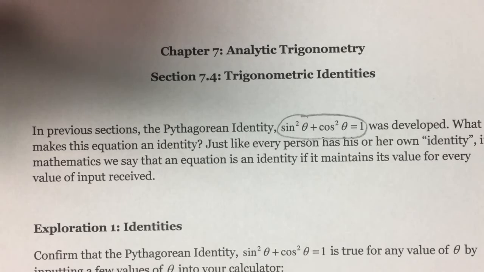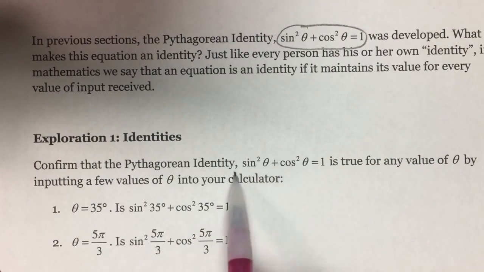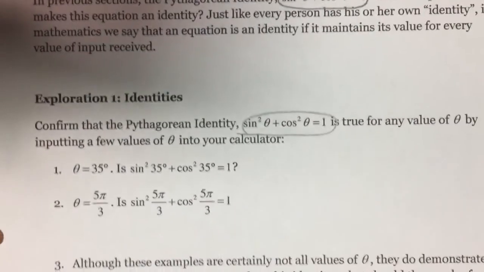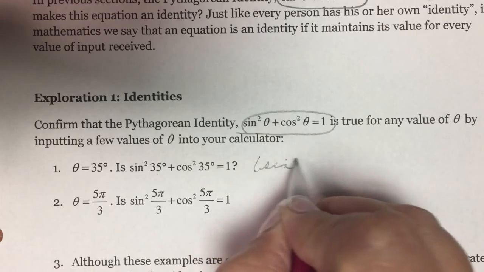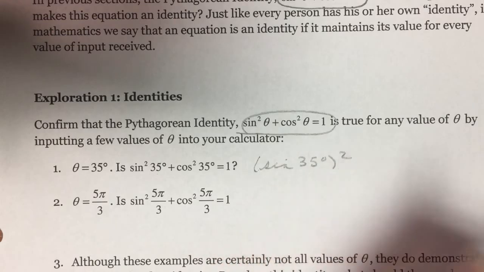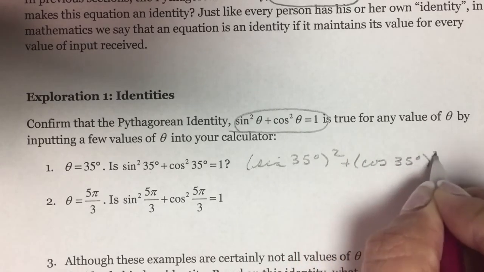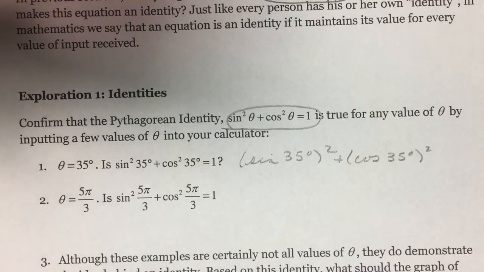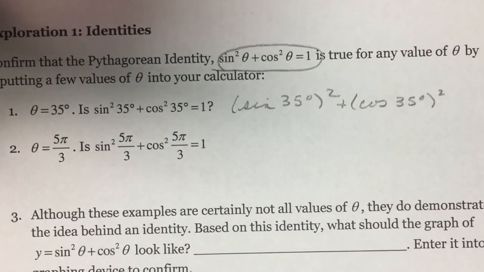And we know that there are other forms of that identity that we're going to look at again. So I think we're going to skip this exploration. The exploration talks about showing that this is true using your calculator. So you would, for example, plug in the sine of 35 degrees and square it, plus the cosine of 35 degrees and square that, and you would show that it is equal to 1. So hopefully you'll just trust me and know that yes, it does equal 1. Same thing with 5 pi thirds. If you put your calculator in radian mode and did that one, you're going to get 1. So that is a true identity. In fact, it's the granddaddy of them all.